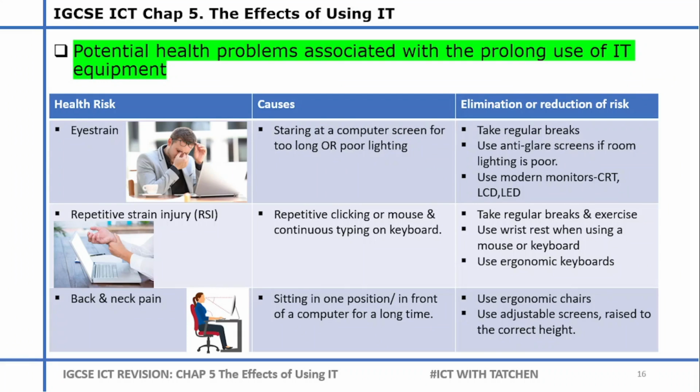And so the first health issue we'll look at is eye strain, which is caused by staring at the computer screen for too long or poor lighting. So if you stare at the computer screen for too long, it's a problem. Or if you have poor lighting in your room, your lab, or wherever you use your computer, it could also cause eye strain. So what are some possible ways you can eliminate this issue?